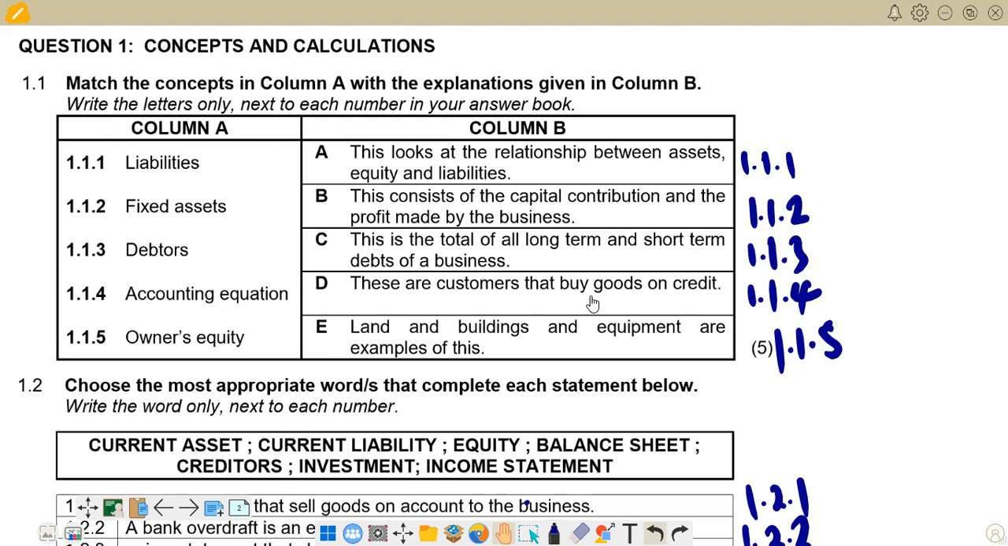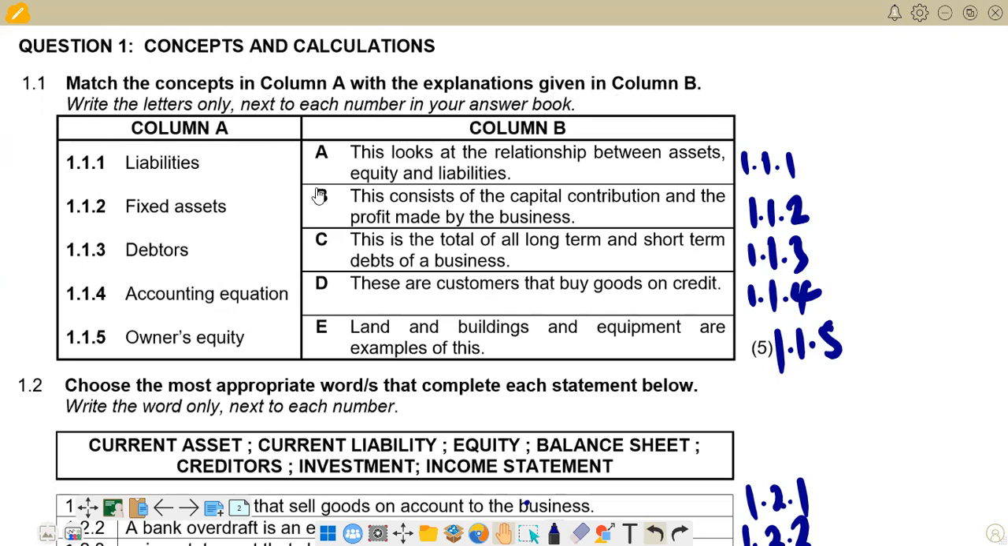We've got a question that we want to look at today, and this question is on concepts and calculations. So we're going to go through this question. Question 1.1 reads, match the concepts in column A with the explanations given in column B. Write the letters only next to each number in your answer book.